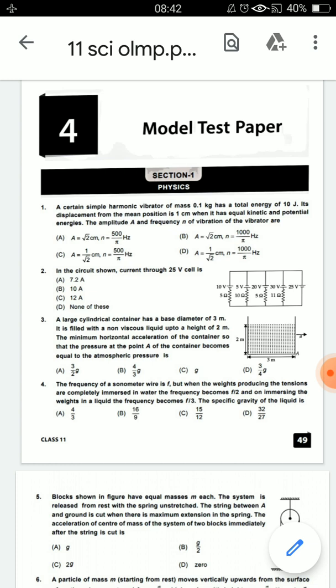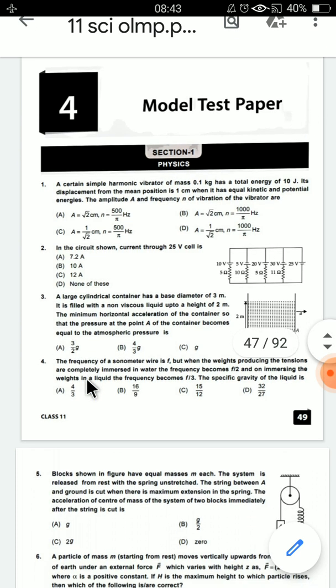Here Ohm's law is used. If you put in the value of the potential difference and the equivalent resistance, it comes to option C, which is 12 amperes. So the answer is that the current where the 25 volt cell is there is 12 amperes. Okay, come to the next, question number 3.